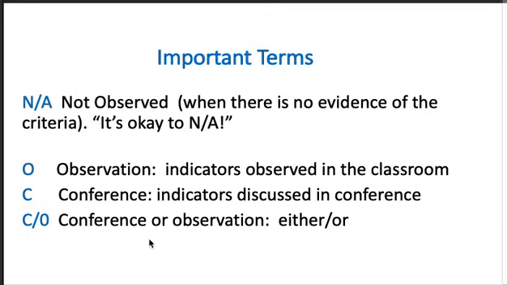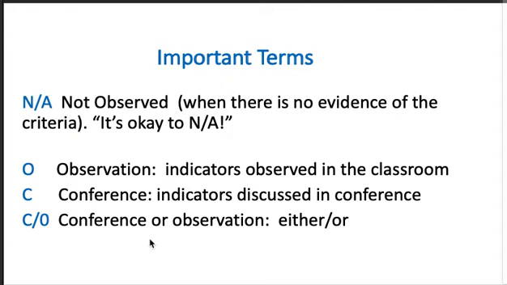Just to review that one more time because it's so important. If you are evaluating a student and you don't see a particular indicator, it is okay to NA. That is our theme. That's our motto. If you don't see it, don't rate it. And having a not observed does not negatively impact the student's evaluation. We just need to be real straight about that.